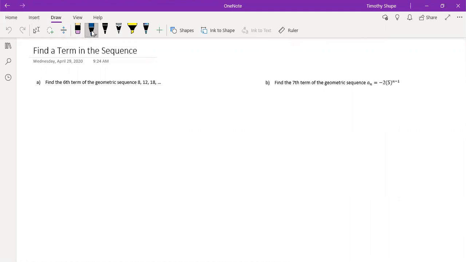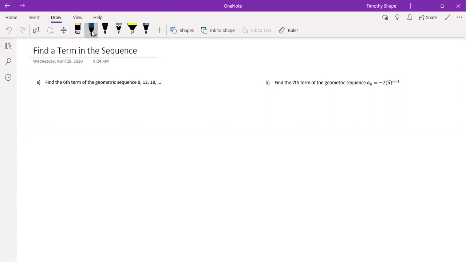So if we look at this first example, we want to find the sixth term of a geometric sequence that's defined by the numbers 8, 12, 18, and that pattern will continue on. The first thing we want to do with any geometric sequence, or any sequence for that matter, is find the pattern. So here, if I try to find it through subtraction, 12 minus 8 is not going to be the same thing as 18 minus 12, so I know it's not arithmetic.